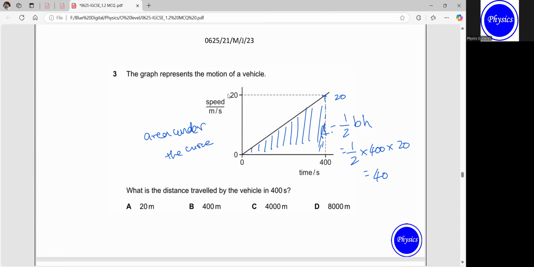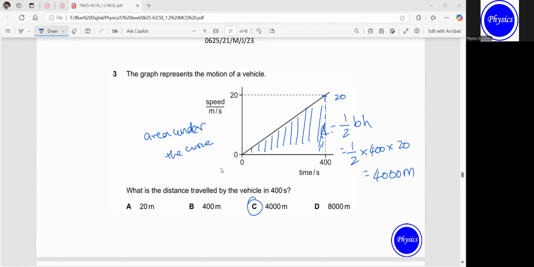So it's 200 times 20, which is 4,000. Yeah, 4,000. It's not 400, it's 4,000 meters. So it is C. Okay, the next one.